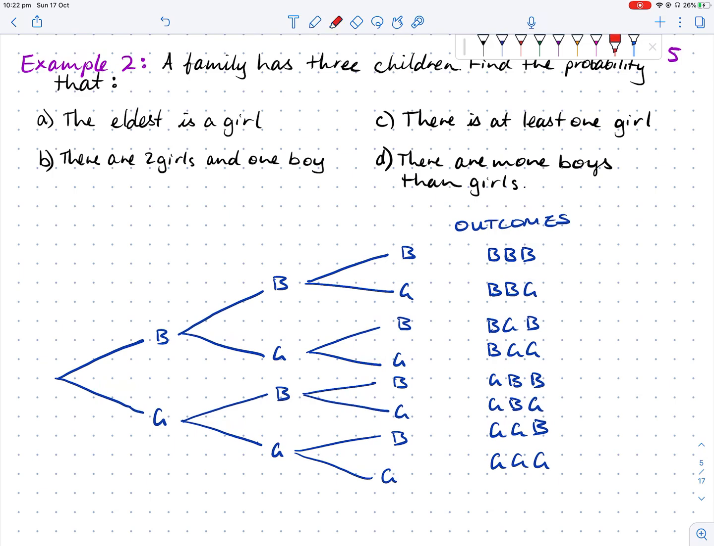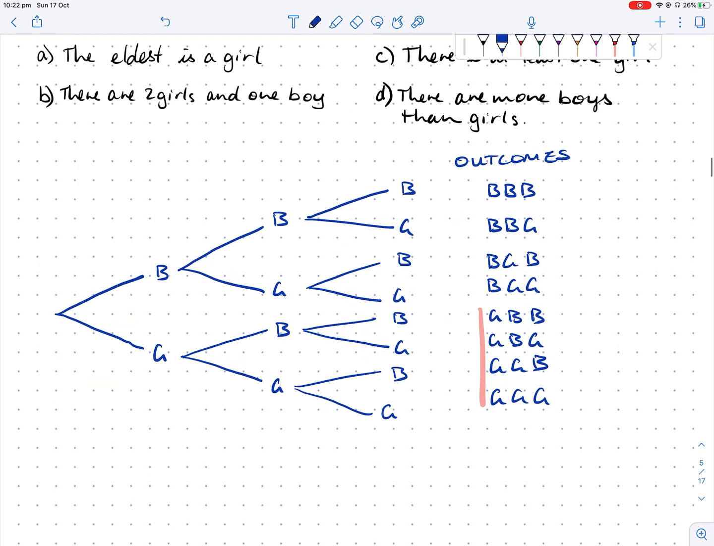So you want to look at those. The first one needs to be a girl, and you can see that in each of those 4, the first child is a girl. So part A, the probability the eldest is a girl, is going to be 4 out of 8, which is a half.